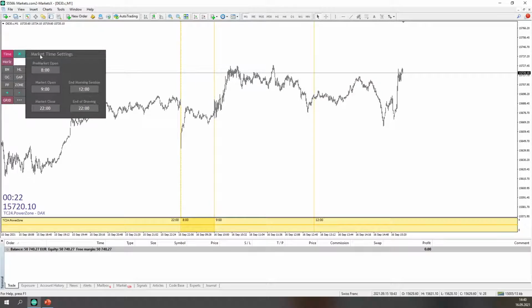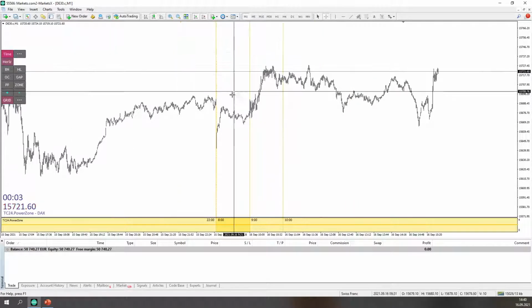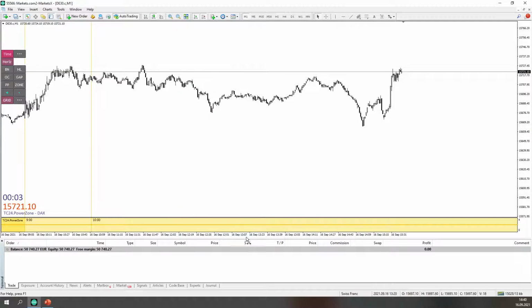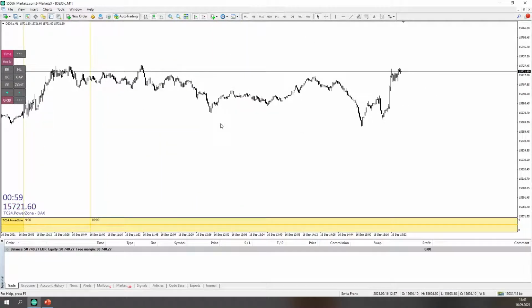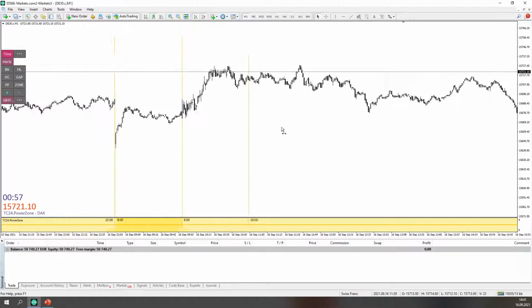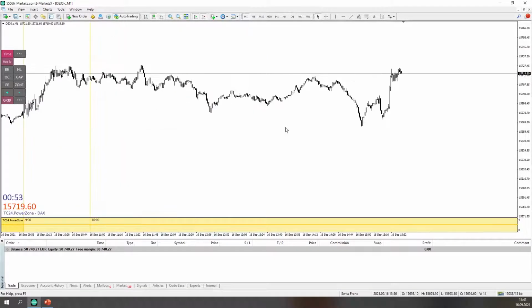You can configure this. So if you're, for example, ending your morning session at 11 or 10 Central European time, because then volatility is already going out of the market, you can configure that, and it will adapt to the trading times that you use. It's a good tool to improve your orientation in the market.